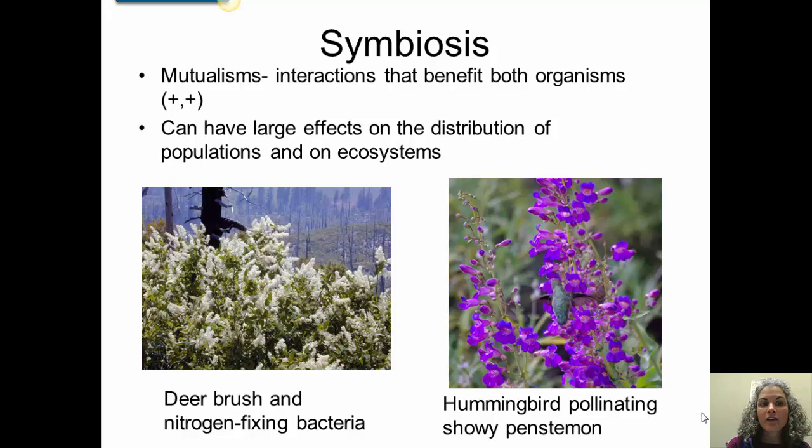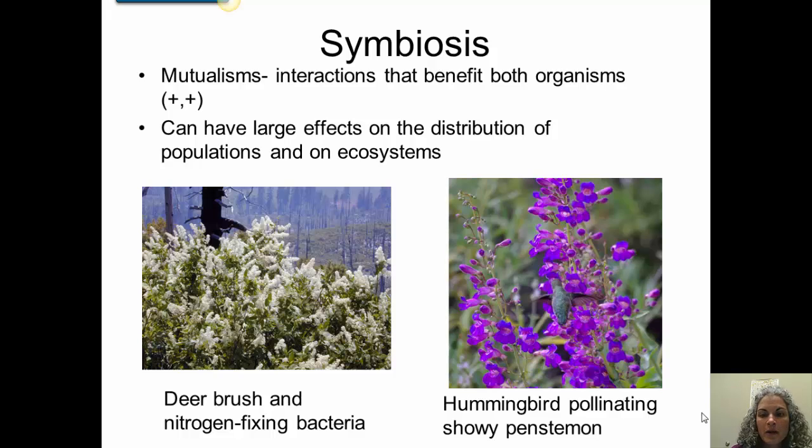Some symbiotic interactions are mutualistic, so those are interactions that benefit both organisms. Mutualisms can have a huge effect on the distribution of populations and also on the succession of communities. So here I have a picture of deer brush, which is in the genus Ceanothus. These organisms have nitrogen-fixing bacteria living in their roots, so this is mutualistic. The plant is benefited because it has a source of nitrogen. The bacteria is benefited because it has a home in the plant roots.